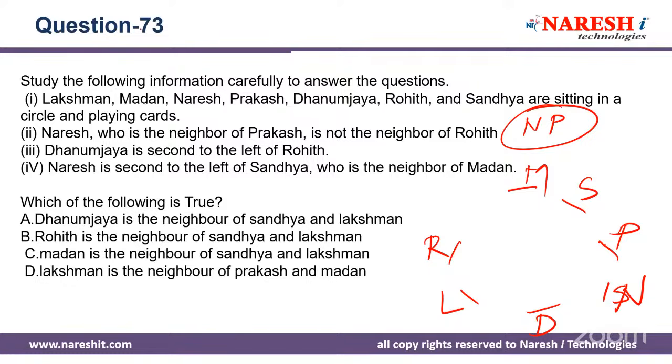Is this correct now? Is the arrangement correct? What we have made, this is correct now. I'm satisfying all the conditions, but why is it not matching with the options? Dhananjay is the neighbor of Sandhya and Lakshman. Dhananjay is here. Sandhya and Lakshman, no.